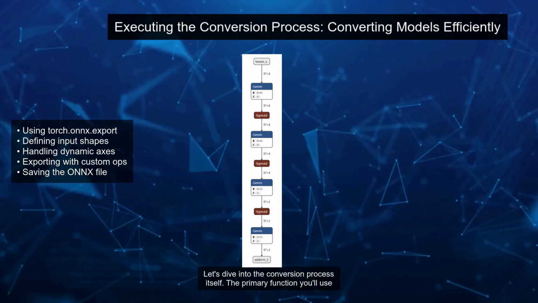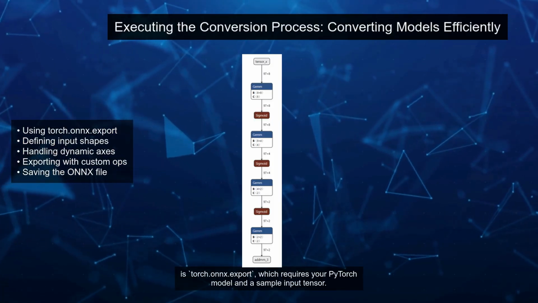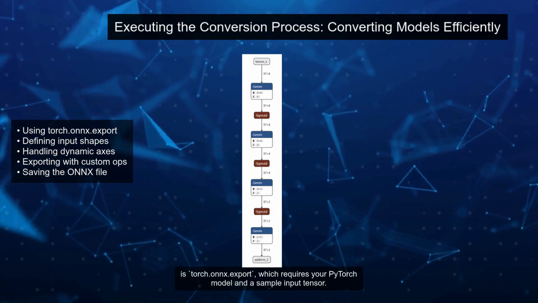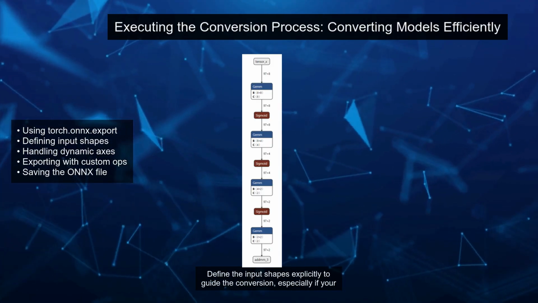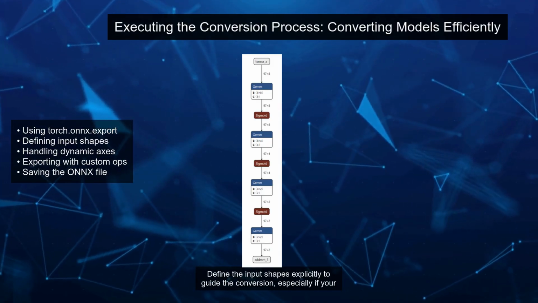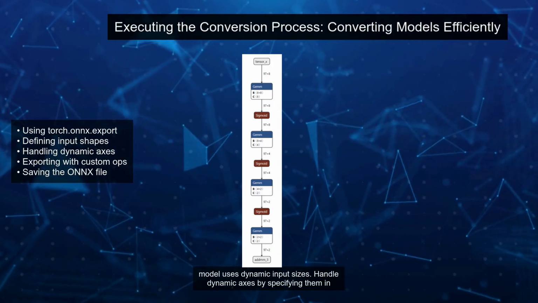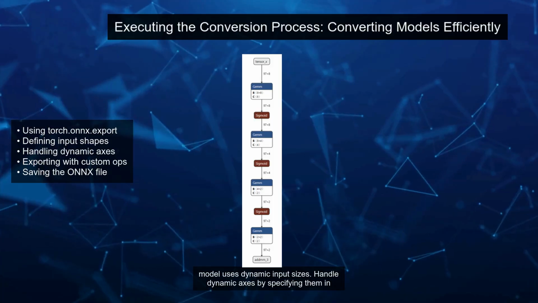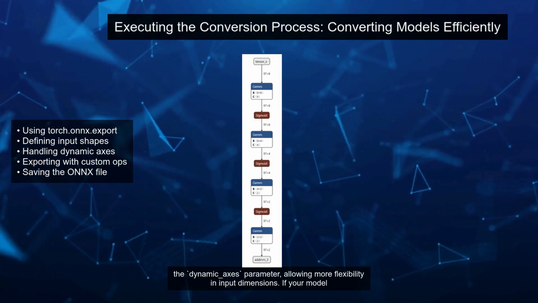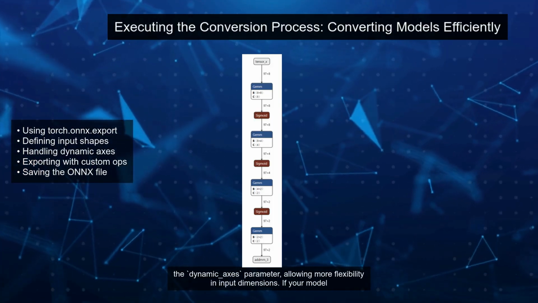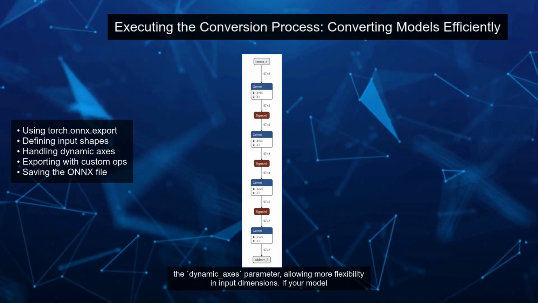The primary function you'll use is torch.onnx.export, which requires your PyTorch model and a sample input tensor. Define the input shapes explicitly to guide the conversion, especially if your model uses dynamic input sizes. Handle dynamic axes by specifying them in the dynamic_axes parameter, allowing more flexibility in input dimensions.